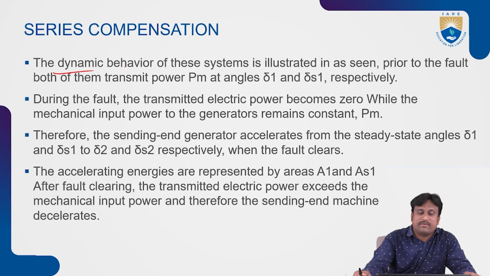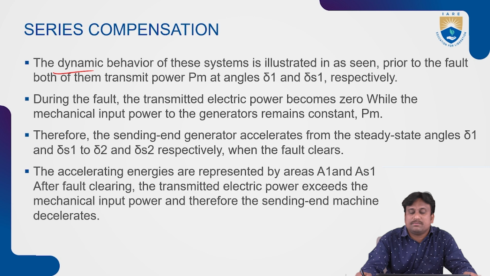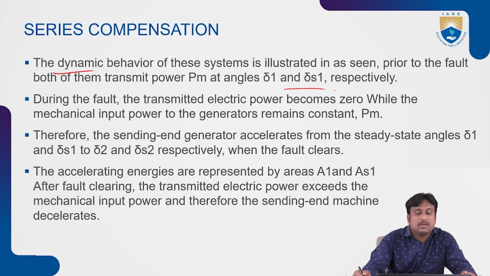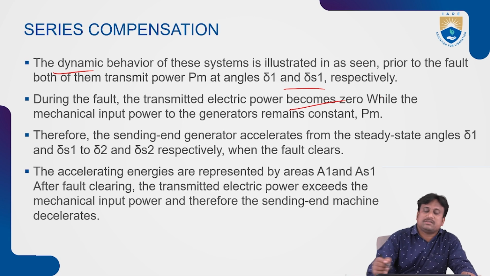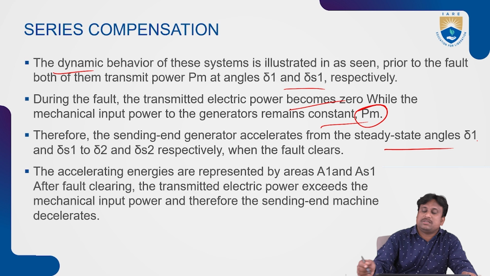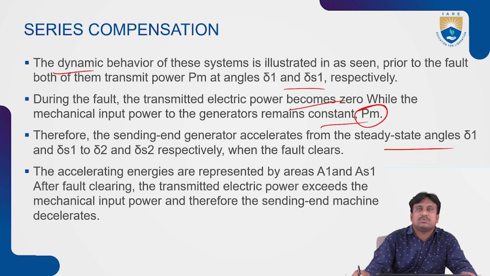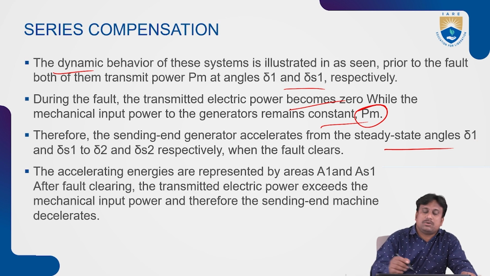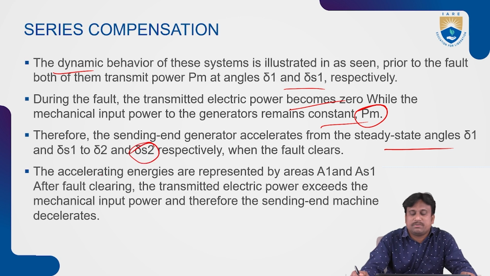So here dynamic behavior is one of the factors of the whole system, as prior to the fault both transmit the power PM at angles delta 1 and delta S1. Then during the fault conditions, the transmitted electrical power becomes zero while the mechanical input power to the generators remains constant. That is denoted with PM. Therefore, the sending end generator is ready to accelerate from the steady state angles delta 1 and delta S1 to delta 2, and also delta S2 respectively, when the fault is cleared.